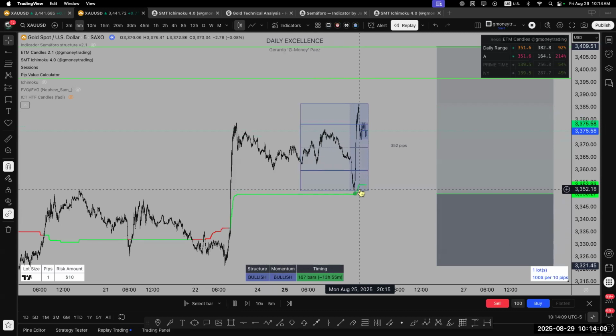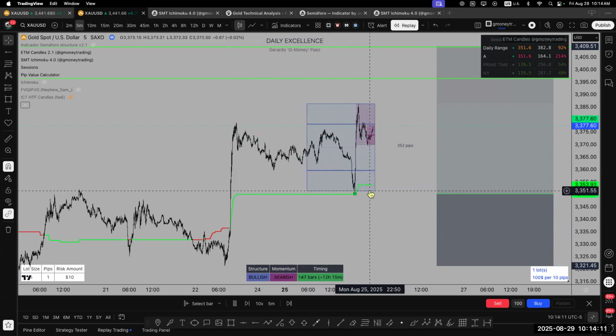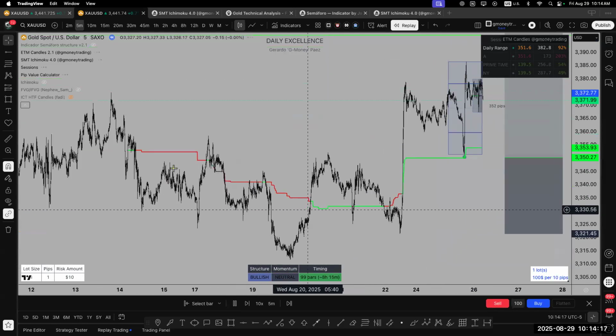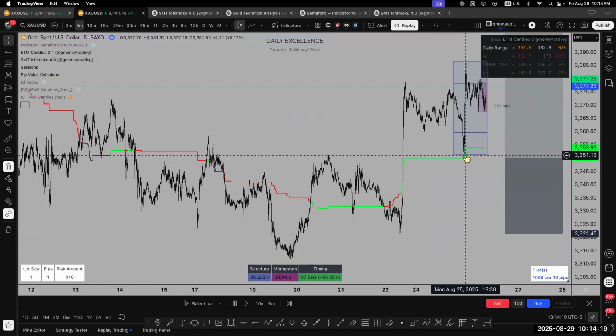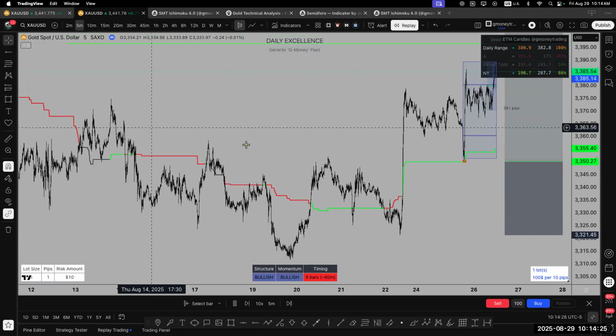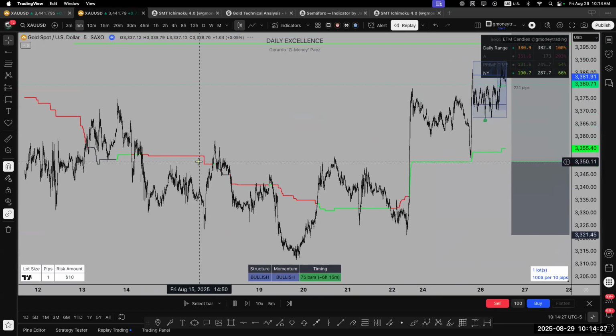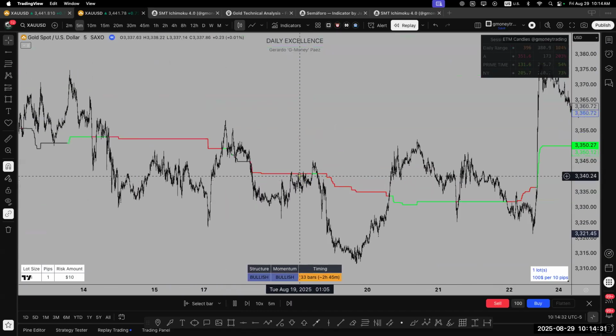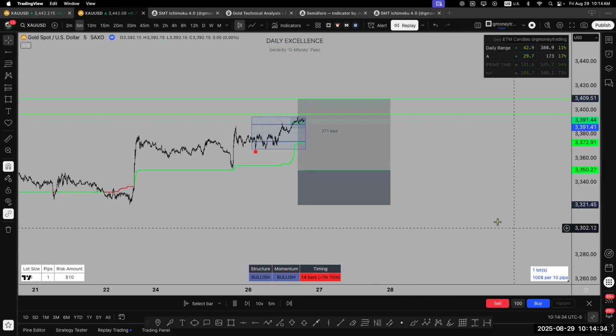So long story short, we're more bullish when we're above the green line. If that line is green, it's more bullish. Does the 1 hour turn colors? It turns red as well. So if it's green, it's pretty much going to be buying.